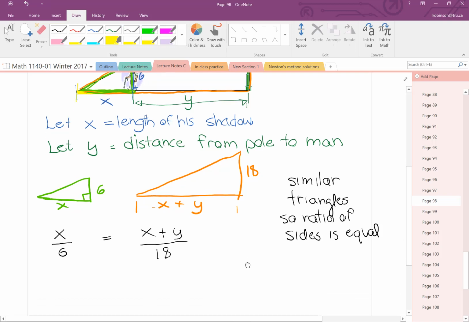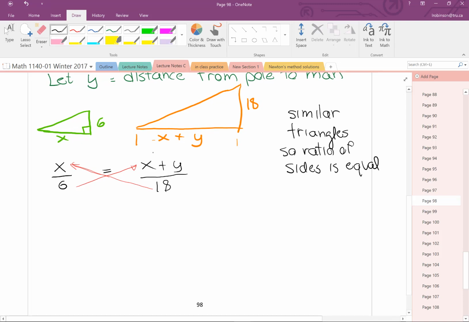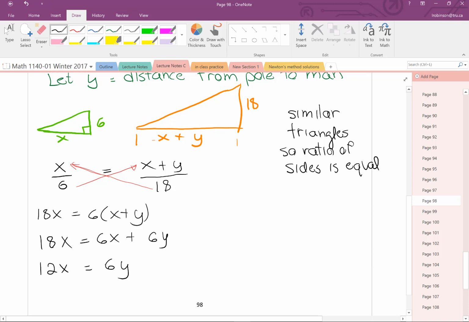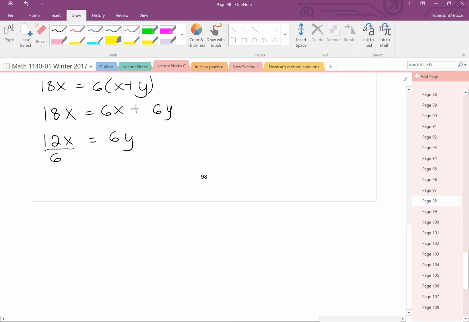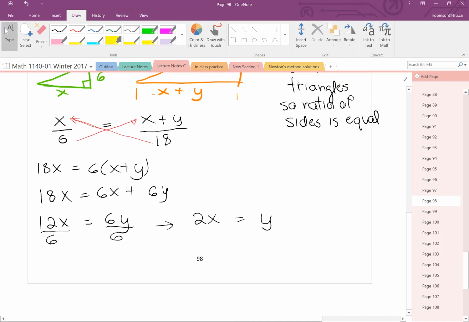So before we take the derivative, maybe we should just try to simplify it. What you could do is cross multiply. Well, I mean, just multiply both sides by 18, basically. And that's going to give us 18x equals 6 times x plus y. So 18x equals 6x plus 6y. So that means 12x equals 6y. And we could divide by 6, and that would give us 2x equals y.